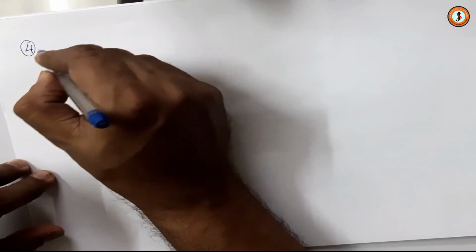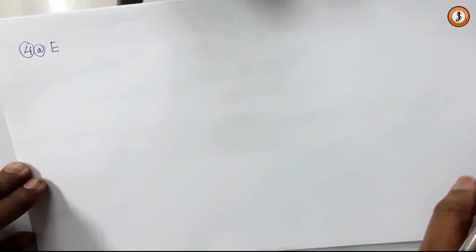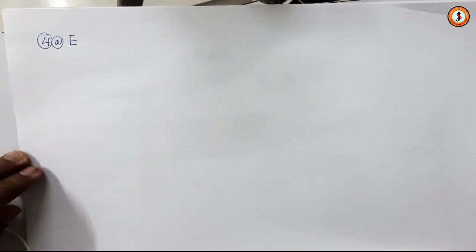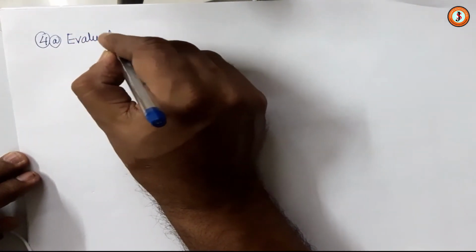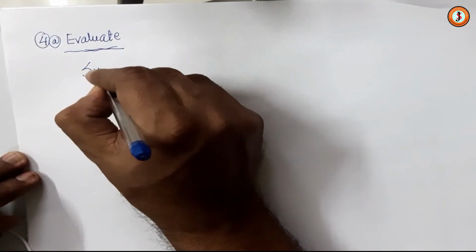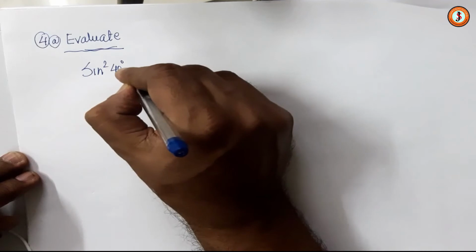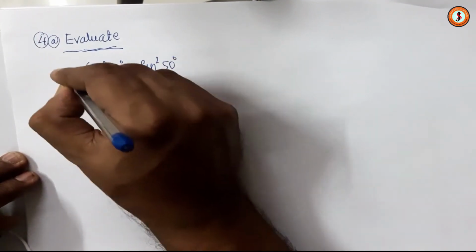Question number 4. Evaluate. So question number 4 is, let me keep it straight. Question number 4 is evaluate. So what will happen, children? Let us see. I have to evaluate sin square 40 plus sin square 50.